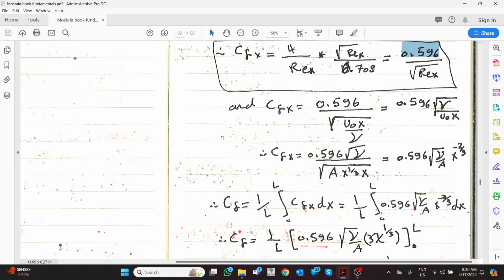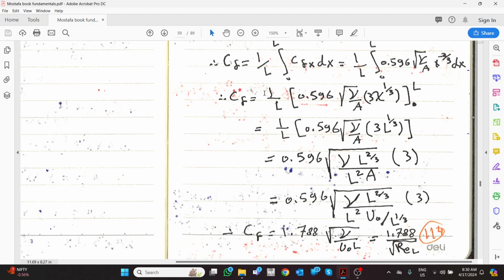So this number, but you need to break the Rex to make the integration in X. Okay, so it will be like this. Put the integration, make integration in terms of X from 0 to L. Then you will get this one. Then you try to manipulate it a little bit to get in this term like 1 over root of Re_x, Re_L. So you'll get this number.